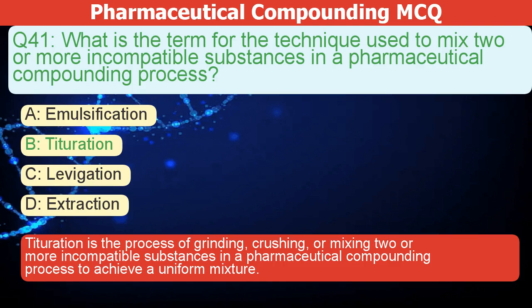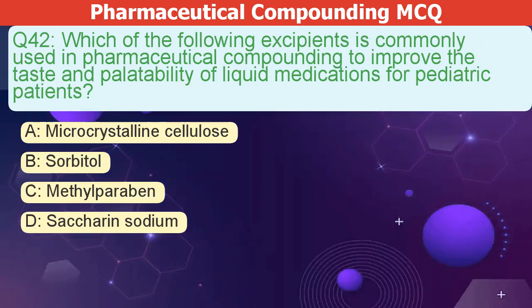achieve a uniform mixture. Which of the following excipients is commonly used in pharmaceutical compounding to improve the taste and palatability of liquid medications for pediatric patients? A. Microcrystalline cellulose. B. Sorbitol. C. Methylparaben. D. Saccharin sodium.